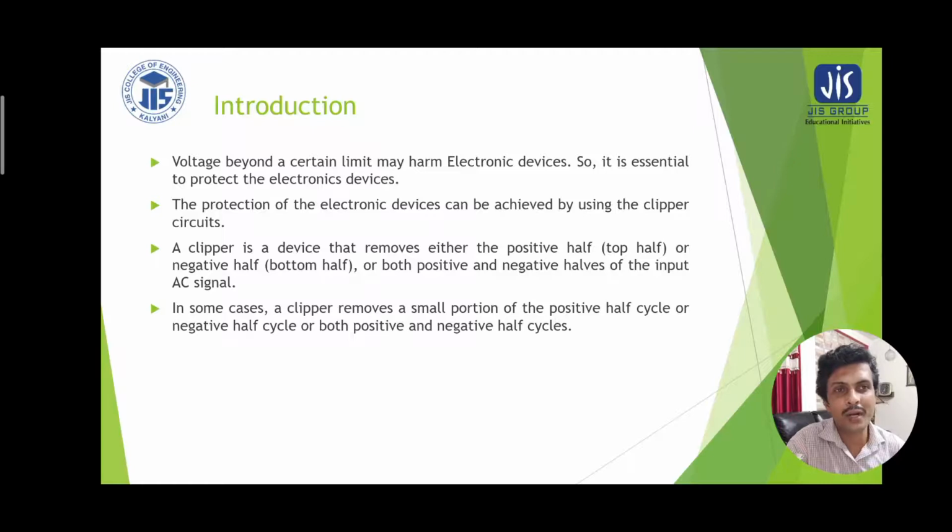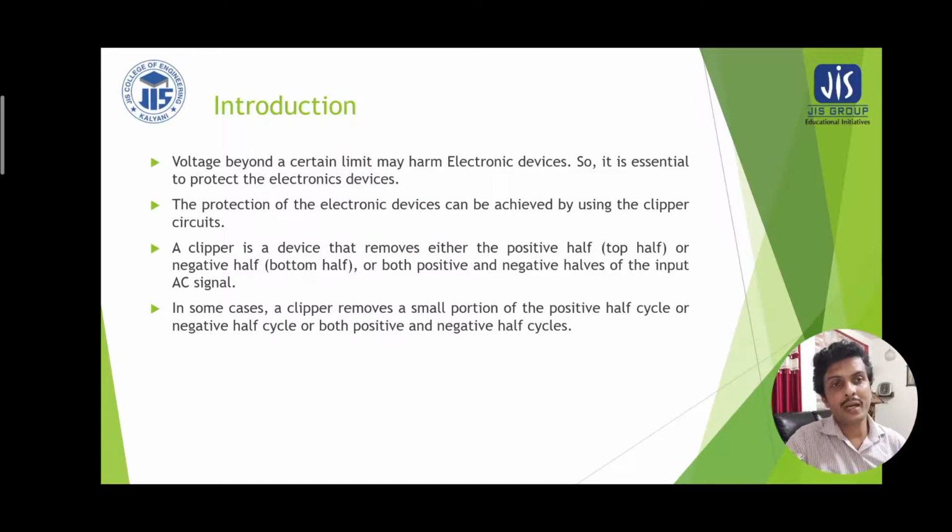So fundamentally it has two kinds: one is removing the positive half, that is why it is a positive clipper, and the second is removing the negative half, that is the negative clipper. Therefore combinations are also possible, that means the positive half as well as the negative half could be removed. In some cases the clipper removes a small portion of the positive half or negative half cycle, or both the positive or negative half cycle.